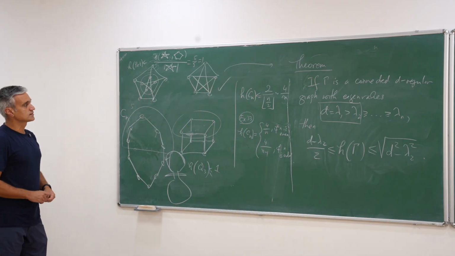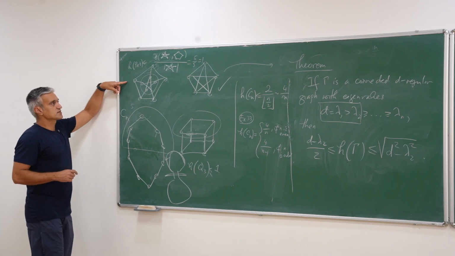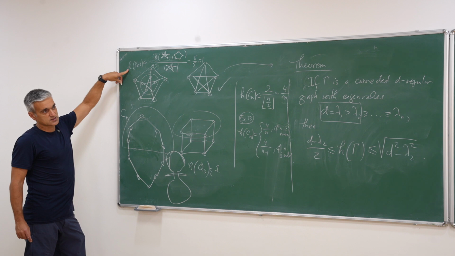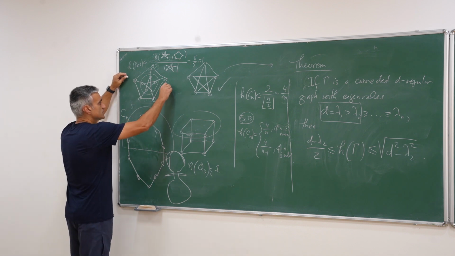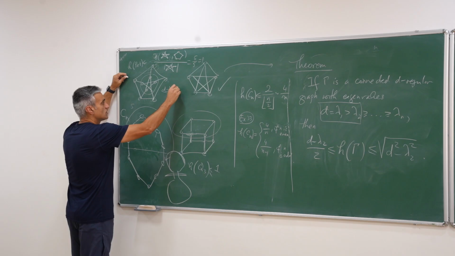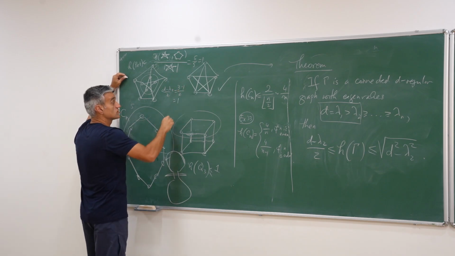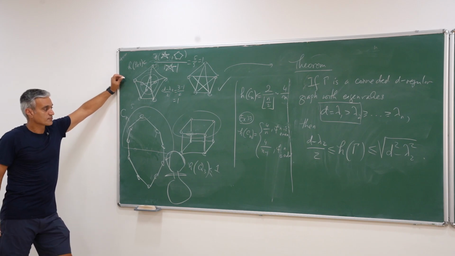So, just to show you a quick application of this, for Petersen, we agree the expansion constant is at most 1. Now, what is d minus lambda 2 over 2 for Petersen? d is 3, lambda 2 is 1, you get 1. So it means it has to be 1. That's the easy proof that you can give.